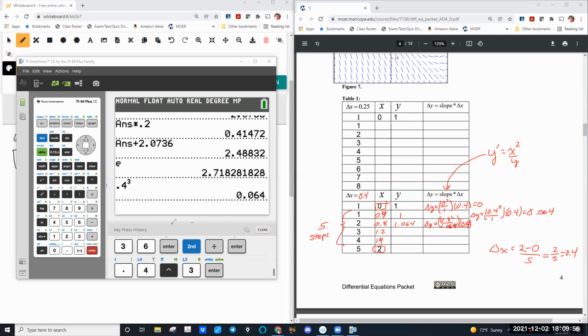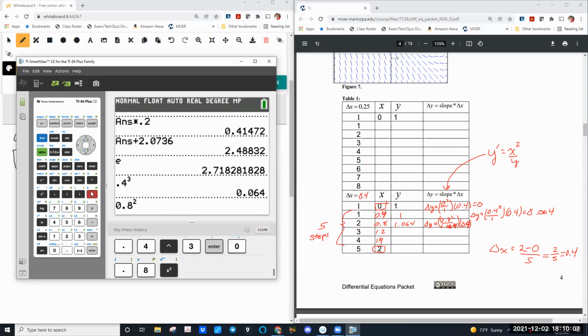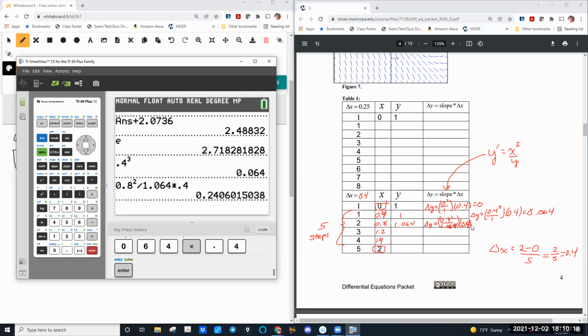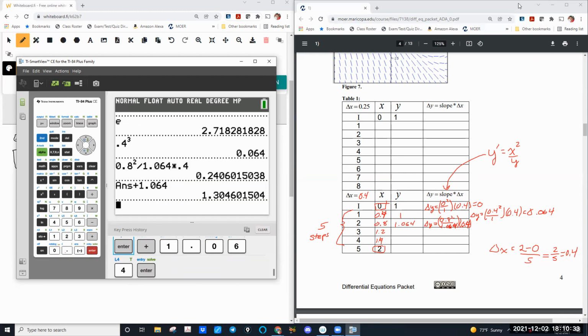But now we would do exactly what it says. We do 0.8 squared divided by 1.064 and then times 0.4. There's our delta y for this one. And then that gets added to our previous y, 1.064. Oops, wrong answer. And that makes this next one 1.30460. And the more stuff you can keep in the calculator, the more you're going to avoid round off.